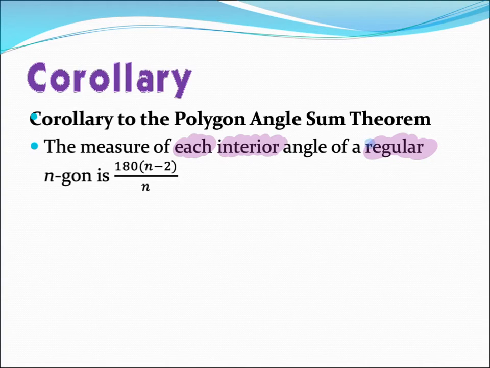So a regular polygon is one that has all the sides and angles equal. So equilateral is all the sides are the same. Equiangular is all the angles the same. Regular is both.